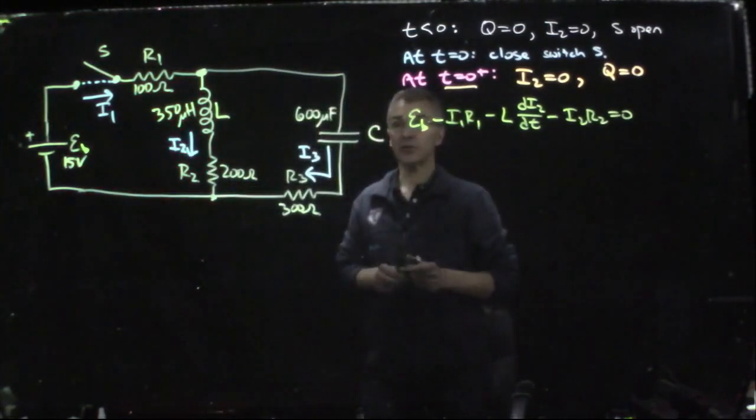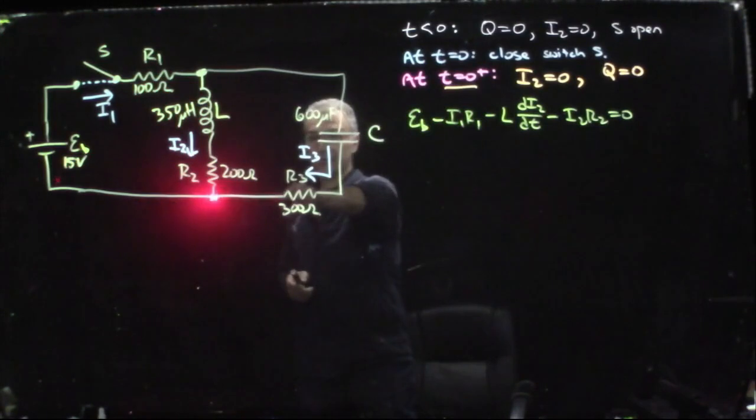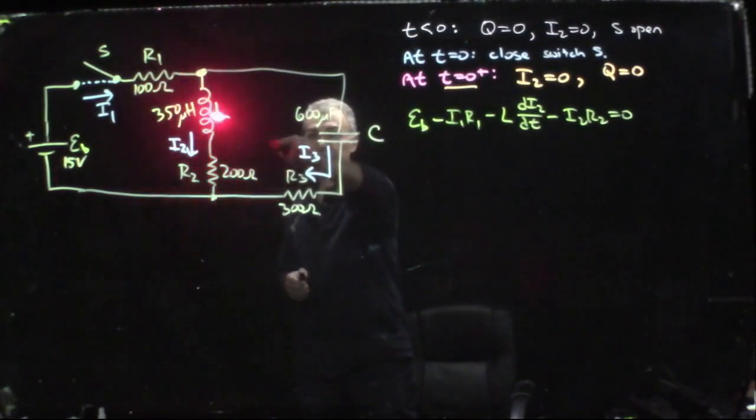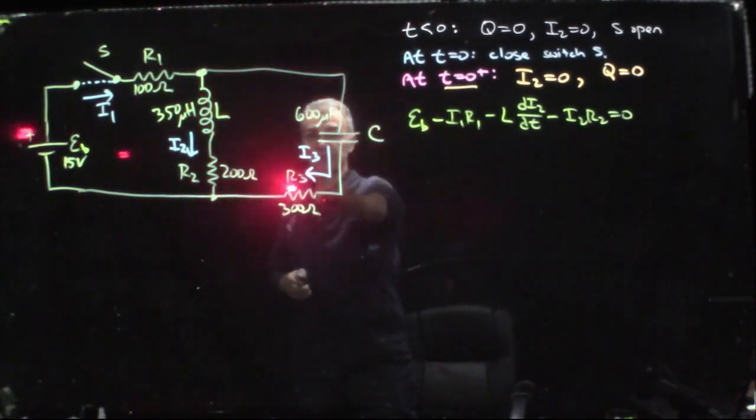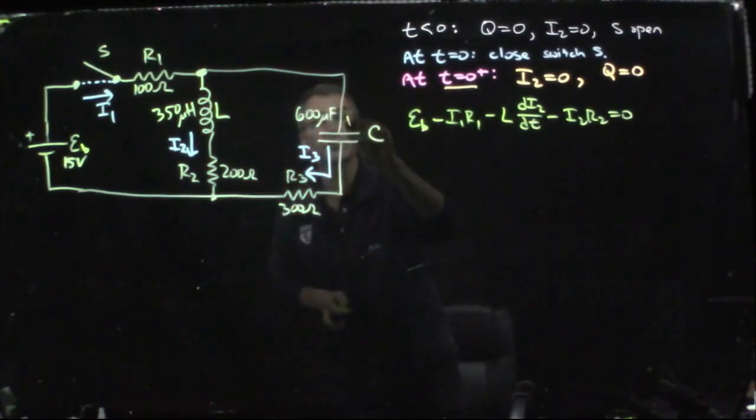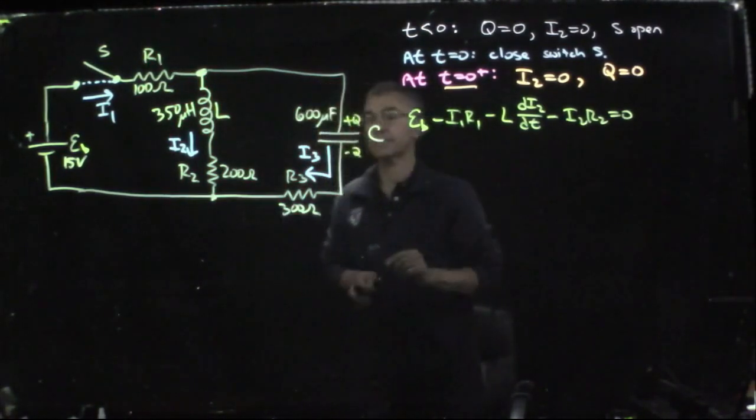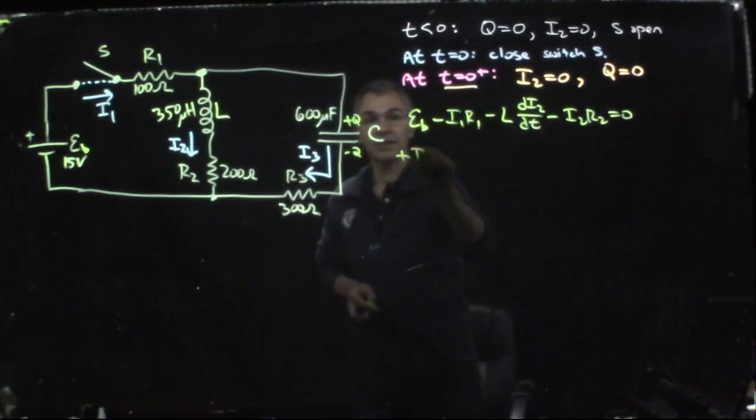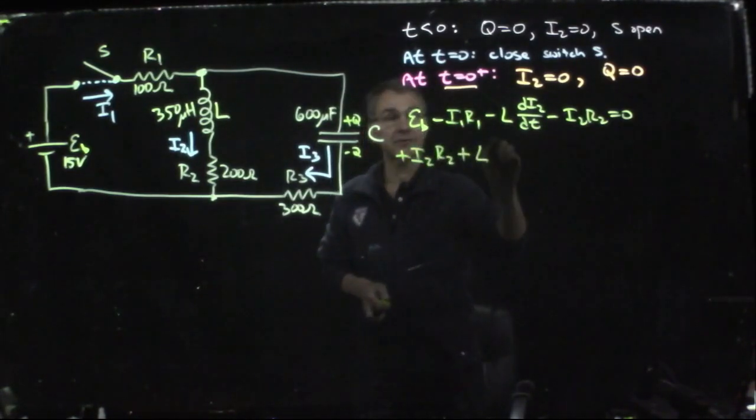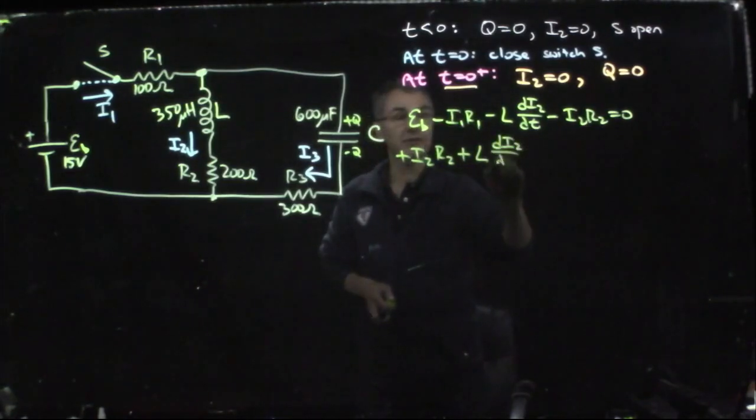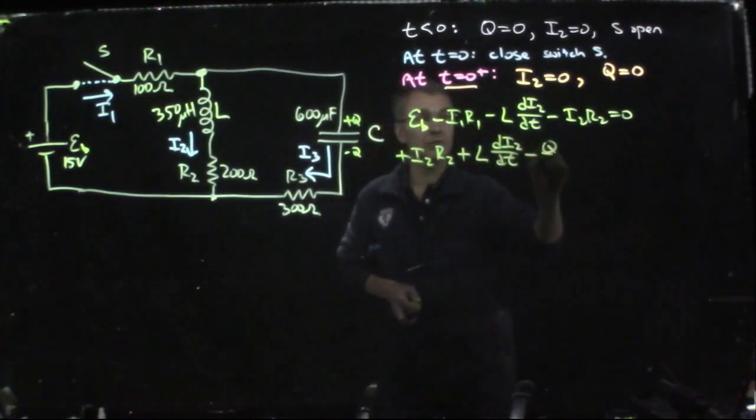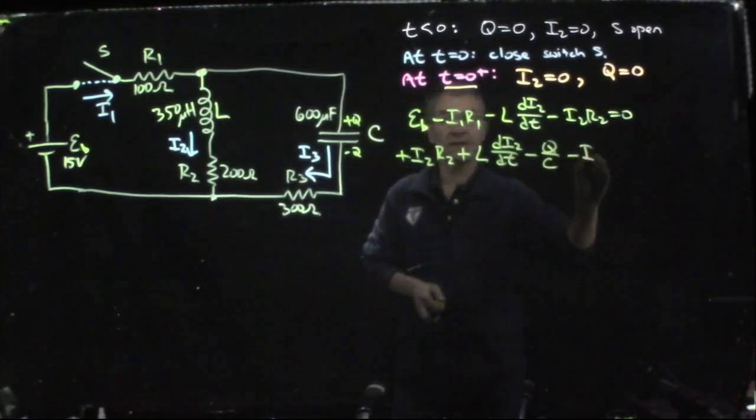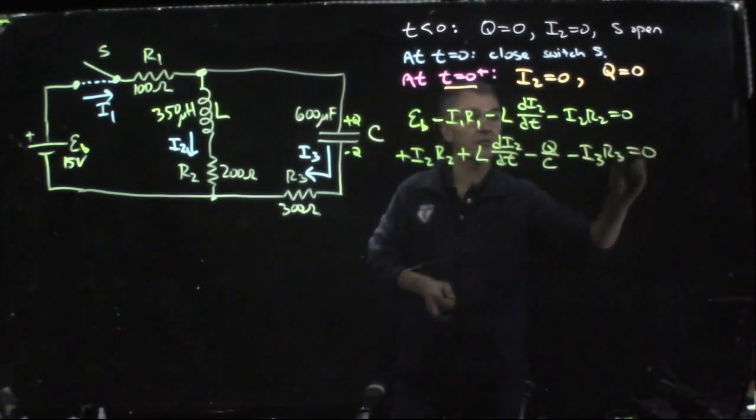And then I could also make a loop. I'm going to start here. So I'm going to go up through the resistor, up through the inductor, and then back down through the capacitor. And I'm going to call this plus Q, and this minus Q on the capacitor. So how you write the loop rule for a capacitor depends on which plate you label as positive. So because we're going up, this is going to be plus I2 R2 plus L dI2/dt minus Q over C minus I3 R3 equals 0.